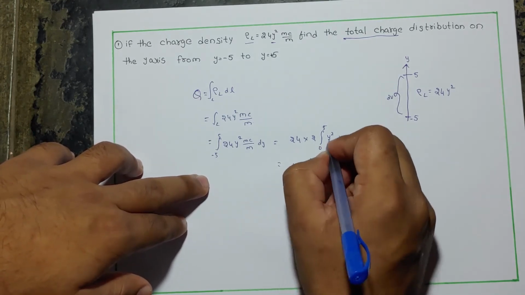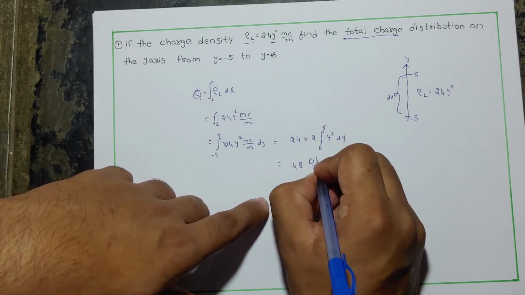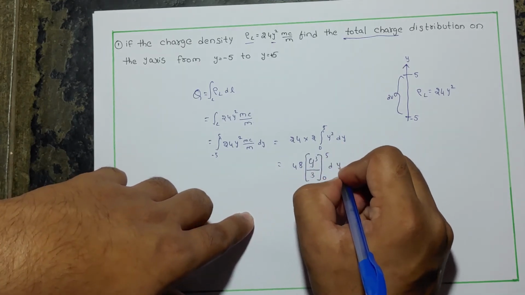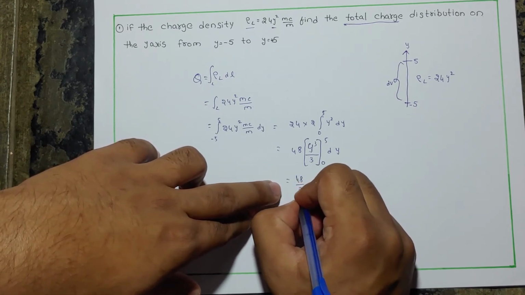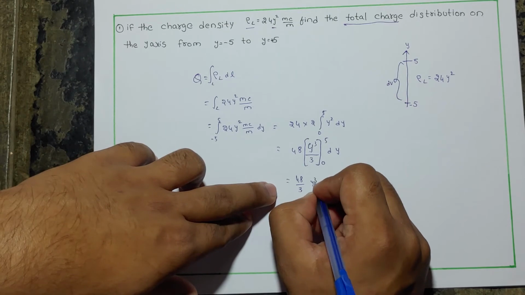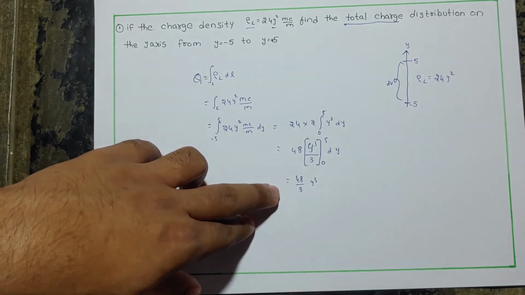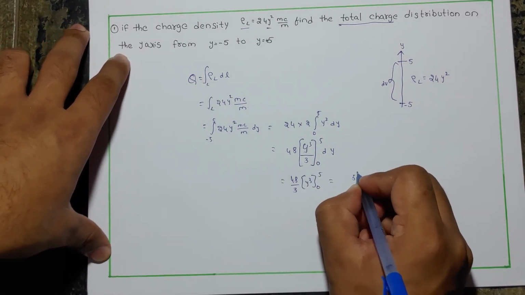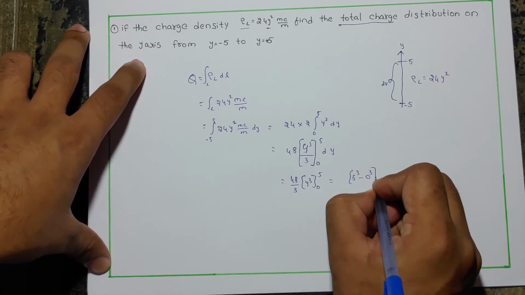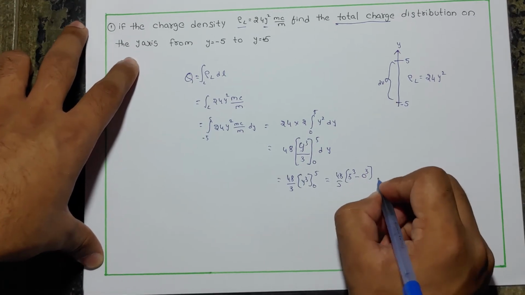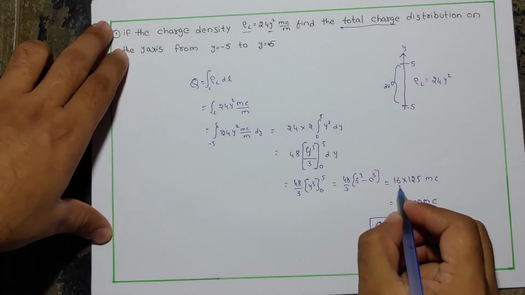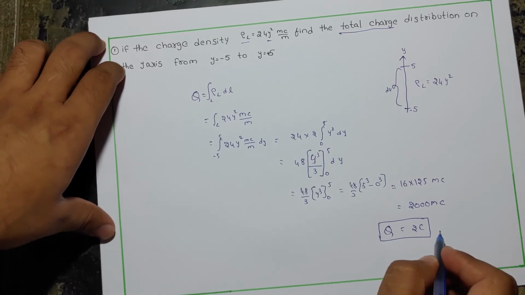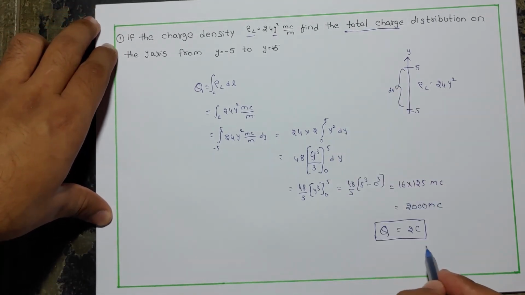48 times, as this is y square, the integration of y square is y cube by 3 with the limits of 0 to 5, which is equal to 48 by 3 times y cube in the range of 0 to 5, which is equal to 5 cube minus 0 cube times 48 by 3, which is equal to 16 into 125 millicoulomb, which is equal to 2000 millicoulomb, which is equal to 2 coulombs, as it is asked for finding the total charge, which is 2 coulombs.